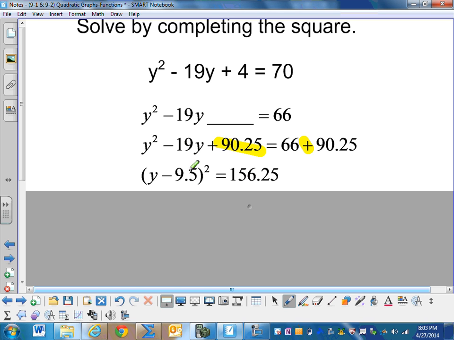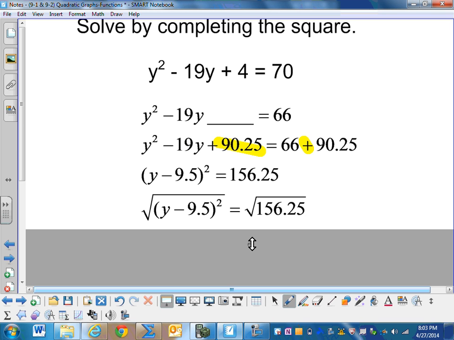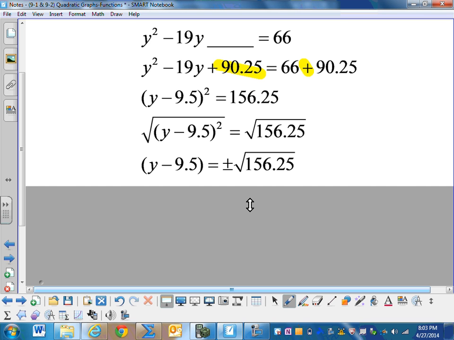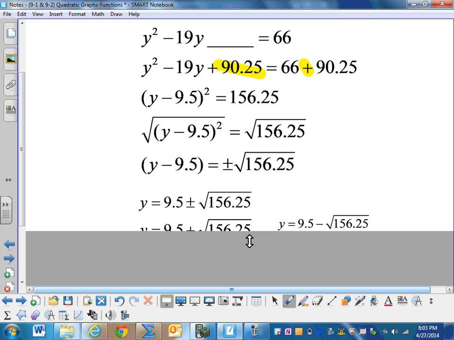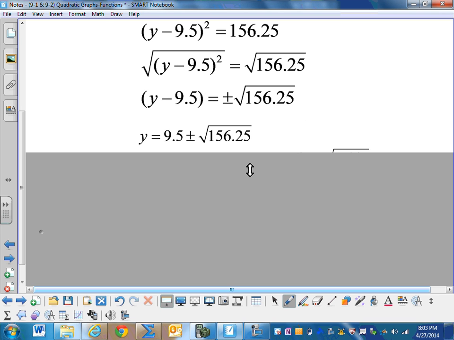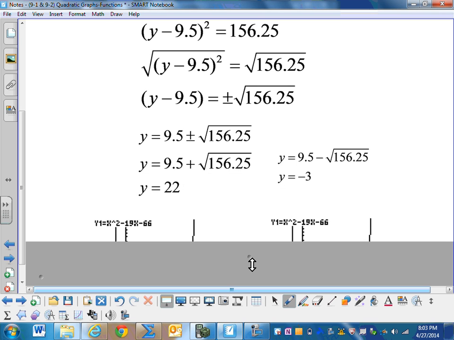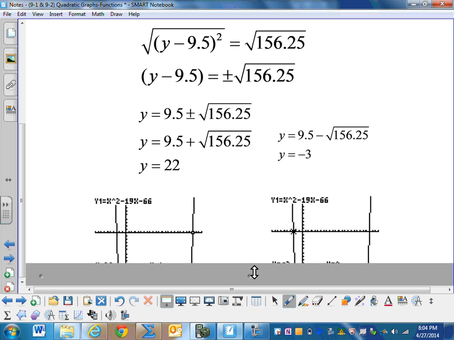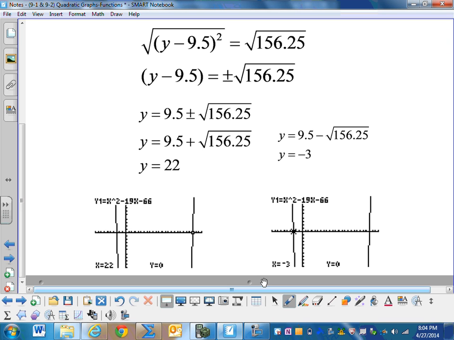So it's always going to be your b in half. And then combine like terms. Take the square root. And then add 9.5 to both sides. And my answers are 22 and 3, and that's confirmed on my graph.